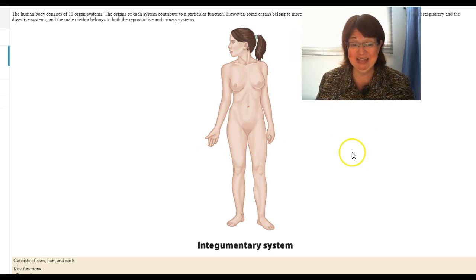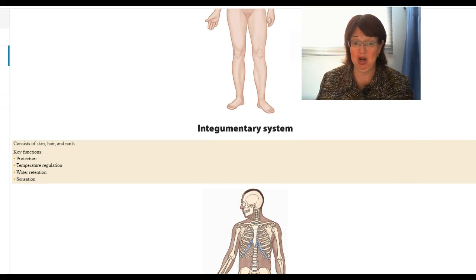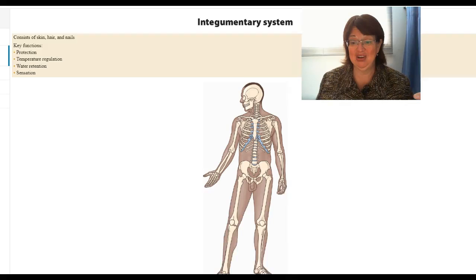The integumentary system is skin and hair, and the main function is to cover and protect. So here we have protection, temperature regulation, water retention, and interaction.